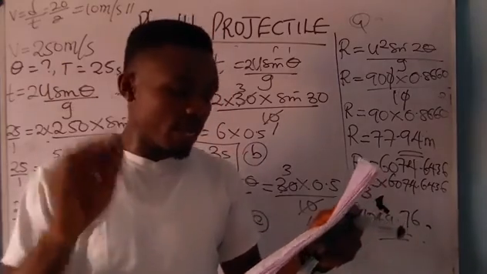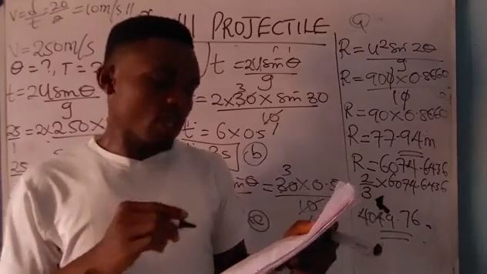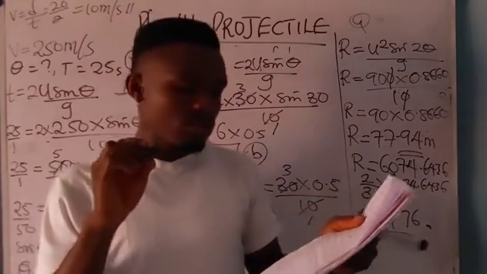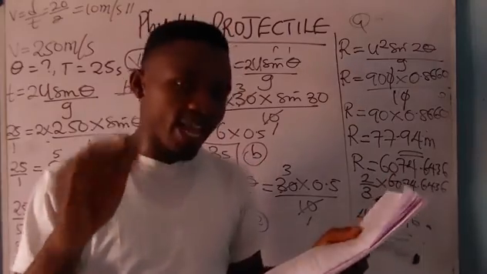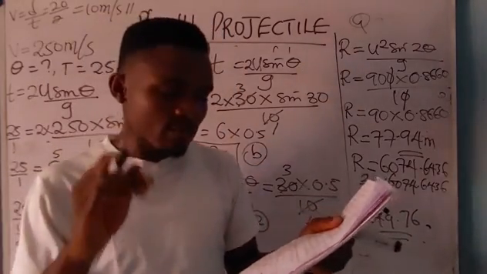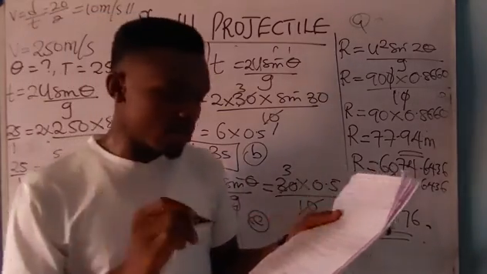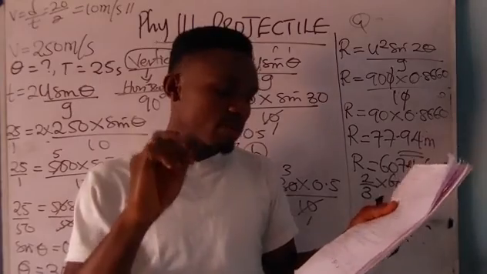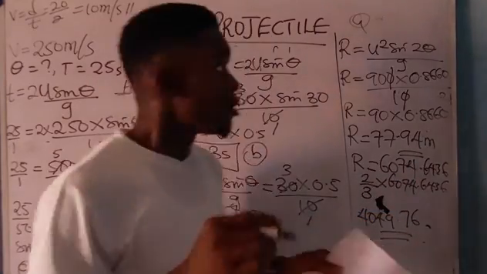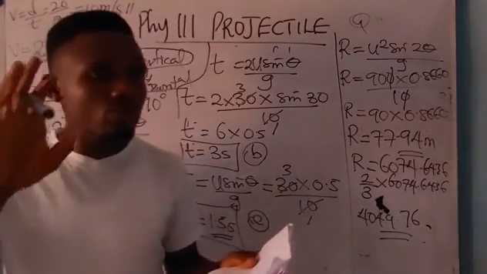Calculate the maximum height. B, the time to reach this height, meaning the time to reach the maximum height. C, the time of flight. D, the resultant distance from the foot of the tower. You calculate the maximum height, time to reach the maximum height, time of flight, and the horizontal distance. Of course, whenever you hear the word horizontal distance, where will your mind take you to? It is the range.